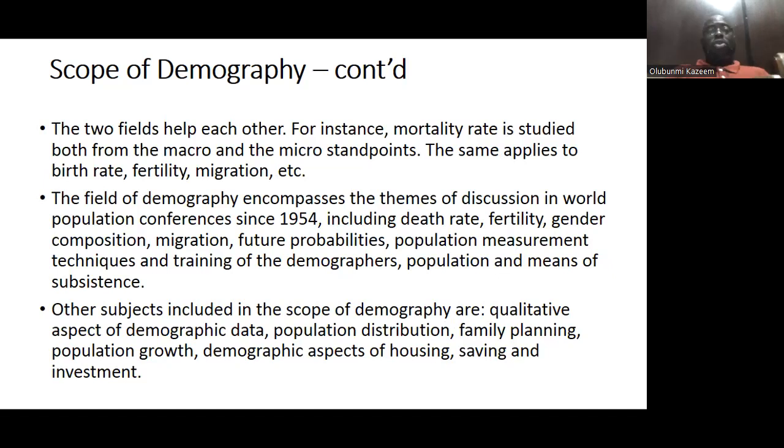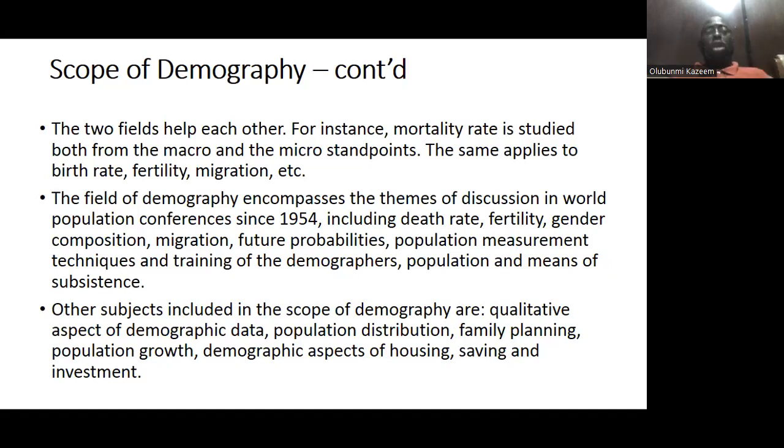So either micro demography or macro demography, both of them study the population, and they also look at the issues of birth, fertility, and migration within a local community or within the larger society, and how such affects the quality of life of the people. Then the field of demography has been expanding over the years since population conferences held since 1954.